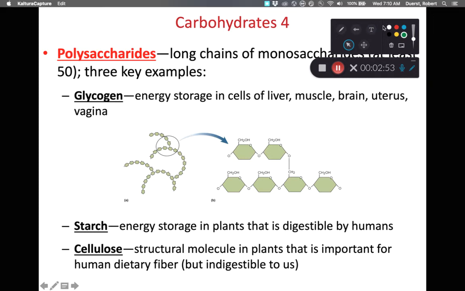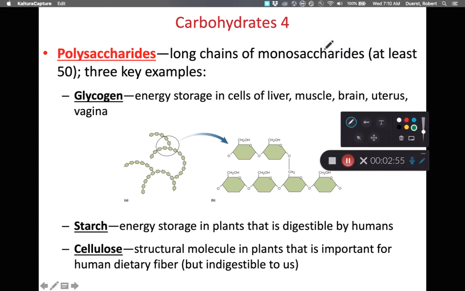When we think of polysaccharides, these polysaccharides are going to be long chains of monosaccharides. So as we look at these monosaccharides that make up the polysaccharides, we typically need to be at least 50 monomers. There's three most common polysaccharides that we need to talk about: glycogen, starch, and cellulose.